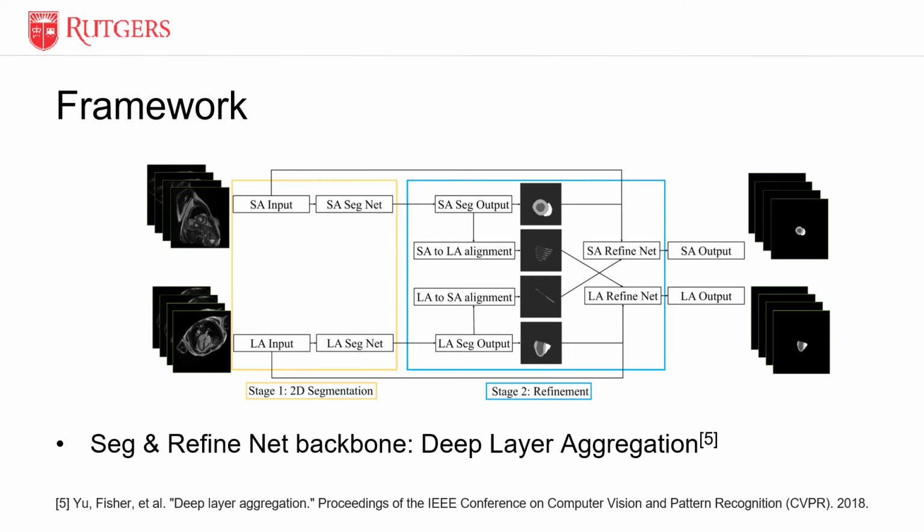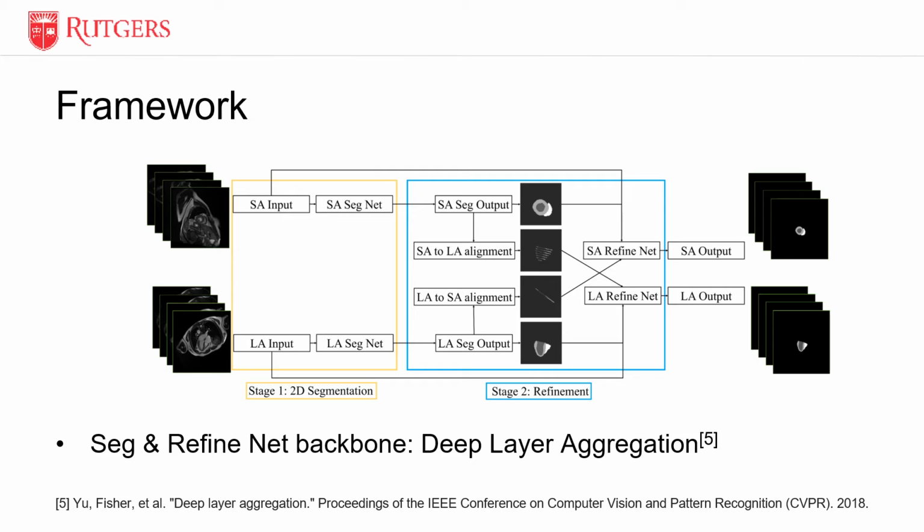I'll now talk through the overall framework of our method. It has a 2D segmentation stage followed by a refinement stage. The short axis and long axis images are segmented independently first, and then are refined jointly to adjust the minor errors, which could be hard to tackle in only a single view. There are 4 networks in total, including 2 segmentation networks in the first stage for short axis and long axis respectively, and 2 refinement networks in the second stage. These networks share the same architecture, except that the refinement networks take more channels as input, including the original image, the corresponding 2D segmentation, and the aligned segmentation from the other view.